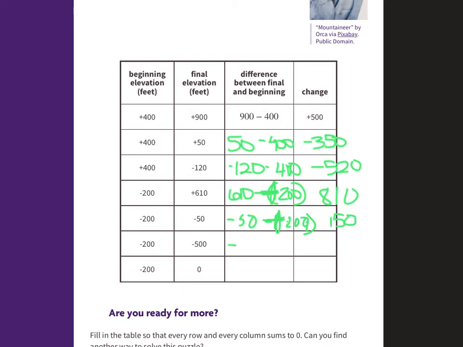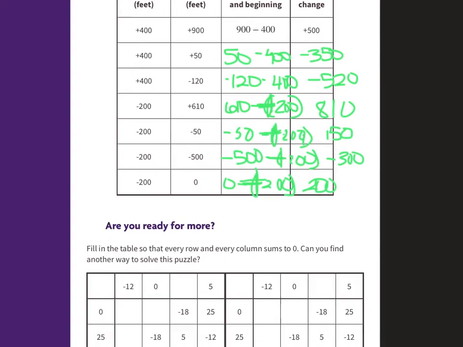The next one, negative 500 minus negative 200. Turn this into a big plus, so it's negative 500 plus 200, I get negative 300. And then 0 minus negative 200, well, if there's two minuses in the middle, it turns into a plus, so 0 plus 200 is 200. So, there you have it. Use your calculator.